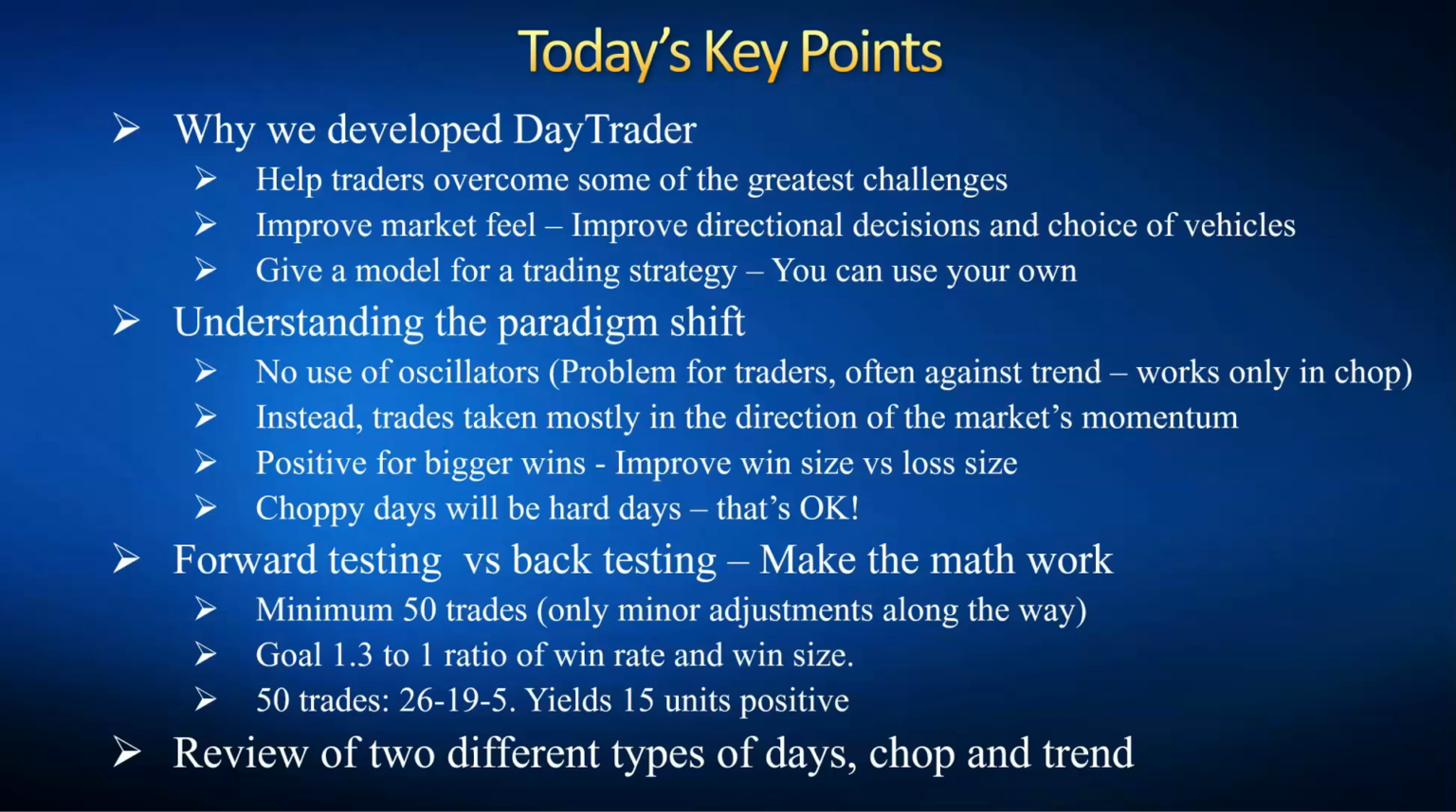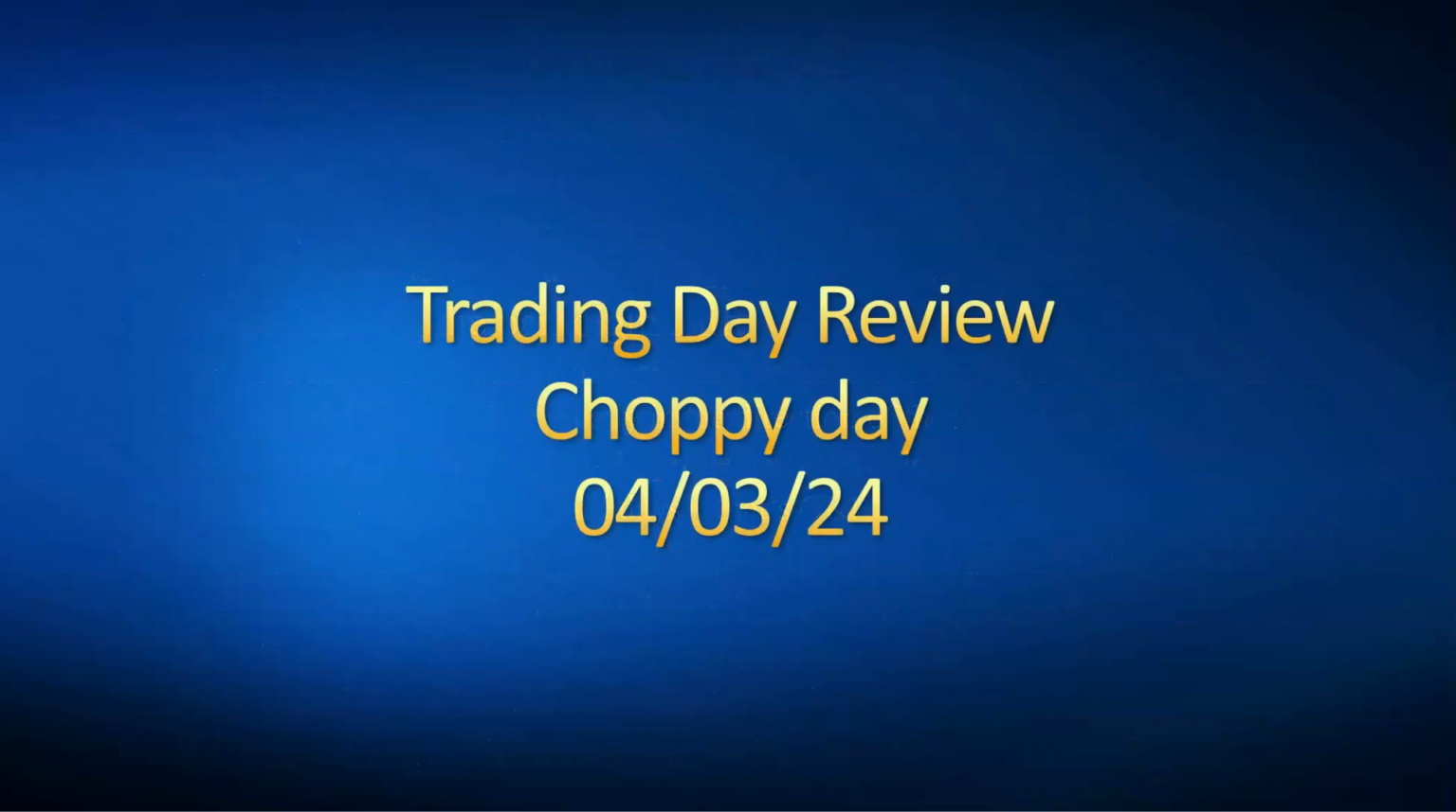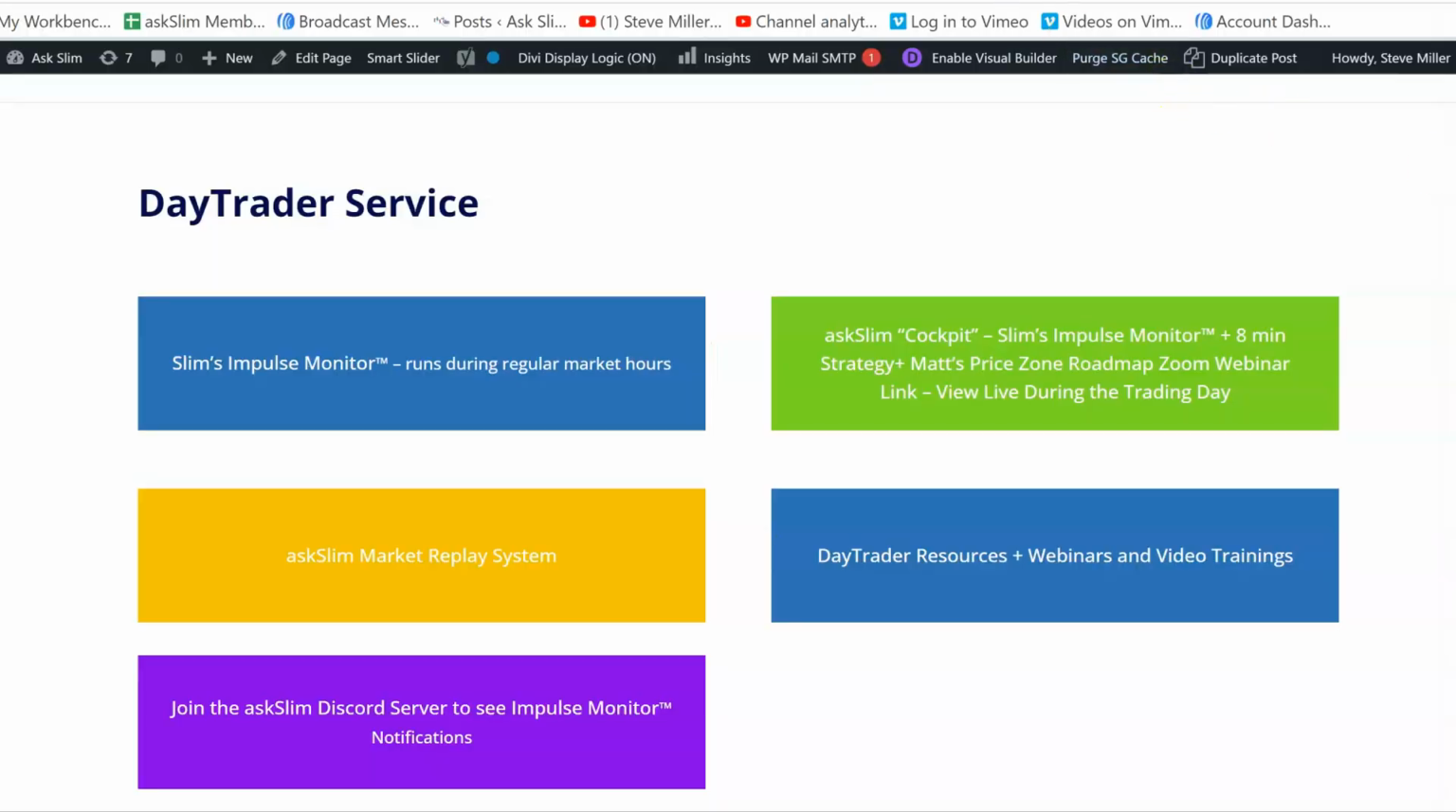And I'm going to show you how you do that with our system, because we built this so that you can go back and review the day and really be able to tell how you could have improved your approach. So we're going to look at two different types of days, a chop day and a trend day, looking at April 3rd and April 4th. So let's start with the choppy day. So the first thing that I want to do is go to the DayTrader system. So I'm going to do that right over here. So I'm in my dashboard.